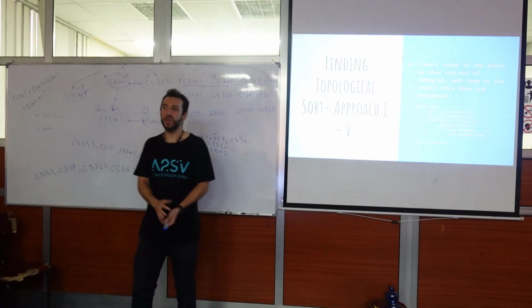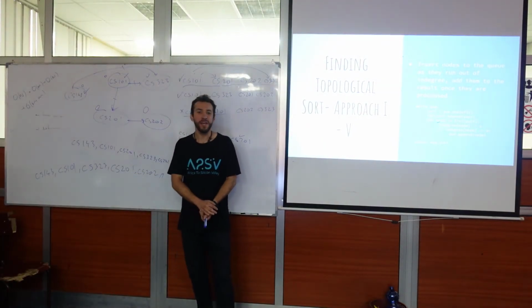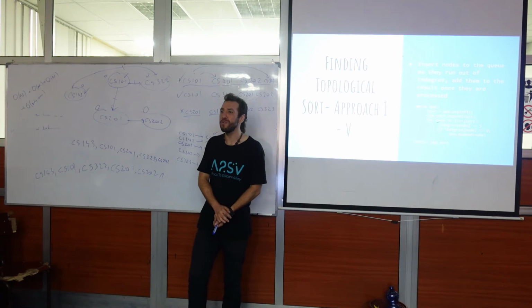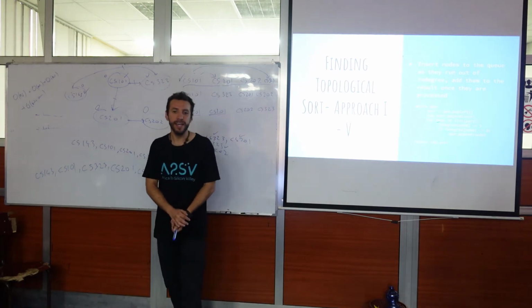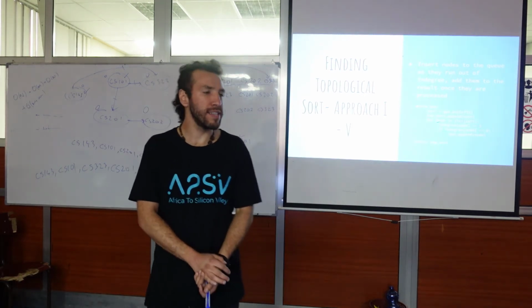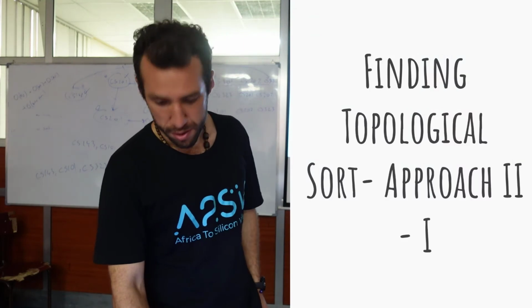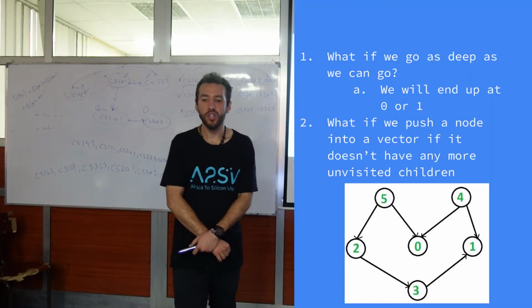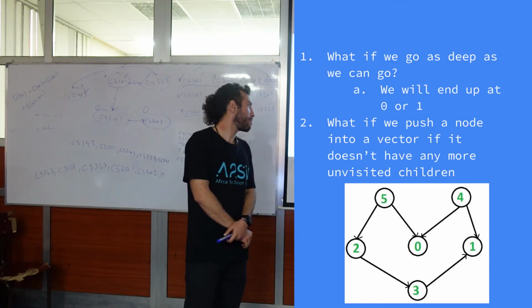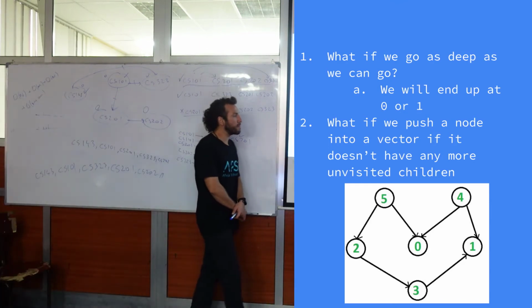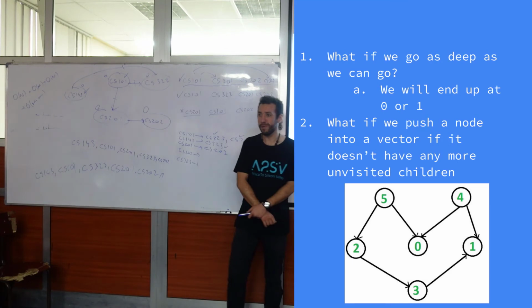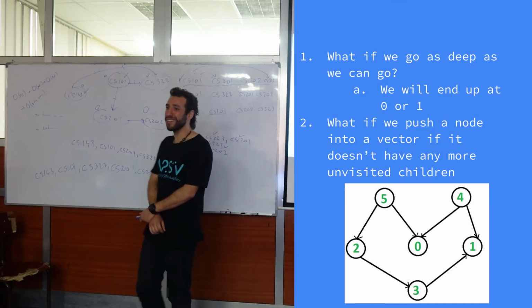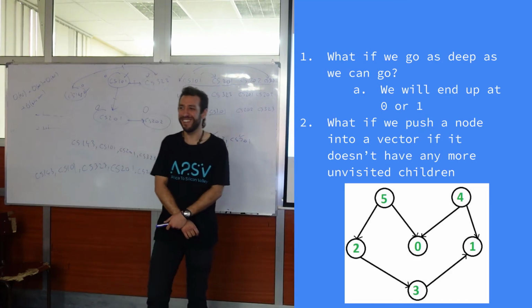All right, team. So now that we are clear with finding a topological sort with the help of BFS, let's consider how else we can do this job. Okay, so let's take a look at this graph. Here we have this nice graph with 6 nodes. Nodes are numbered from 0, that's why the largest number we see is 5. Right, kiddos?